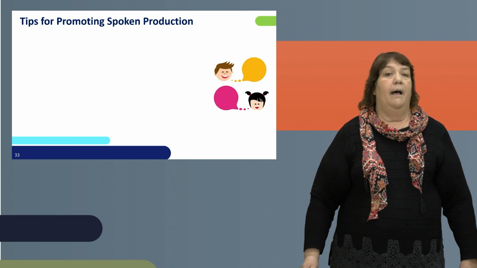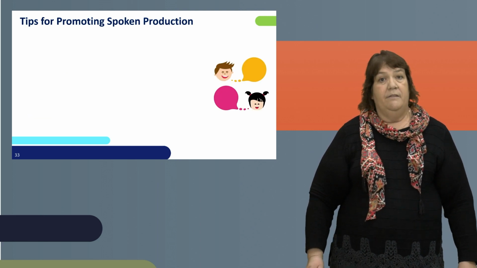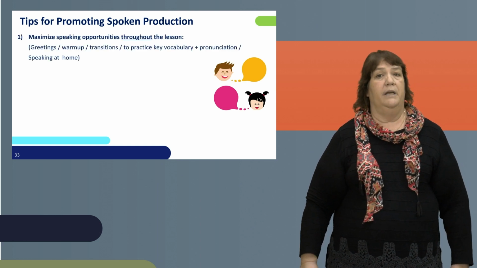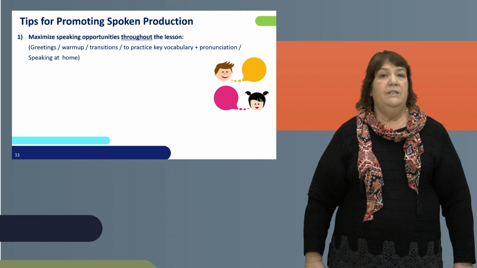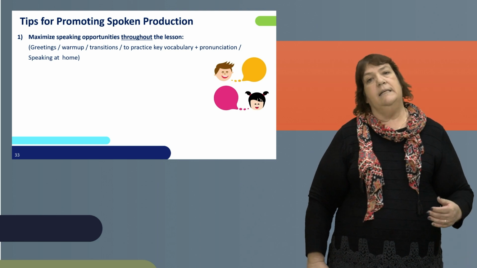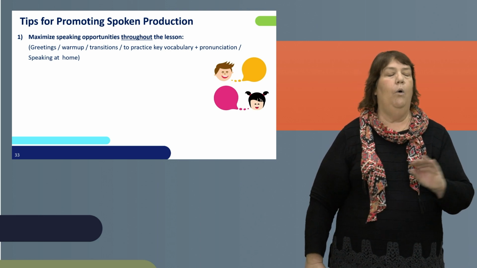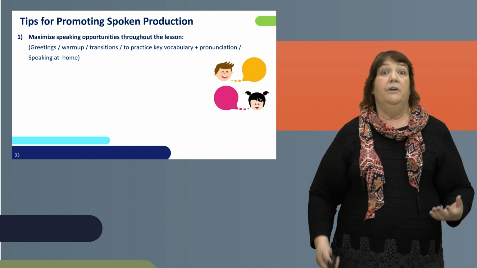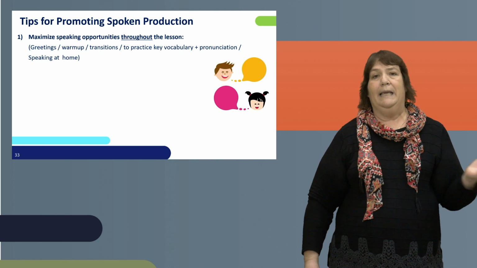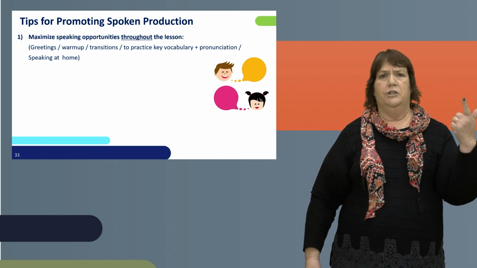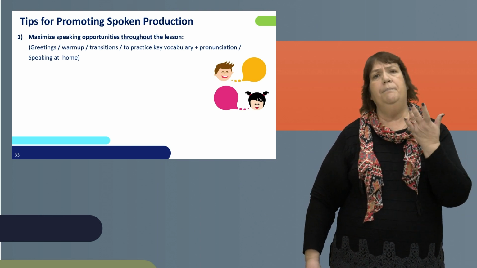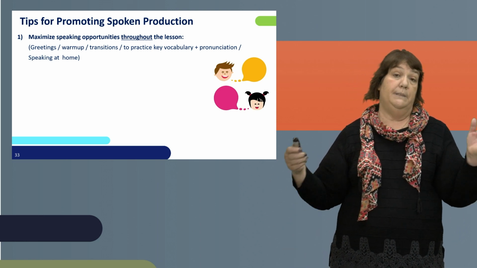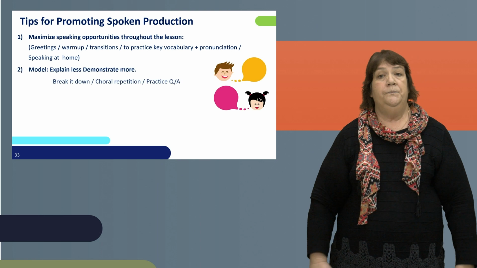So let's sum up our tutorial. These are the tips for promoting spoken production that I hope you find useful. First is we need to maximize speaking opportunities throughout the whole lesson. There's no such thing as a speaking lesson. There are lessons where we incorporate speaking from the beginning to the end, from taking attendance, to warming up, to chanting, to transitions, and to closure, and sometimes it's really a focus.